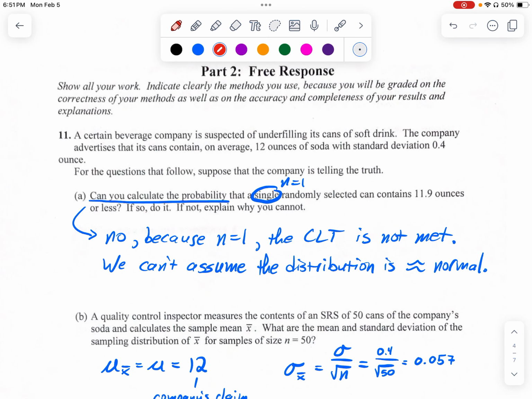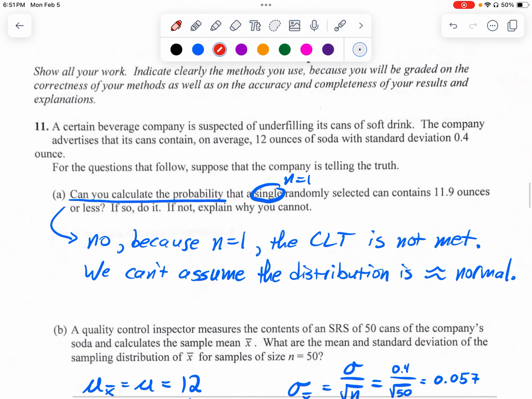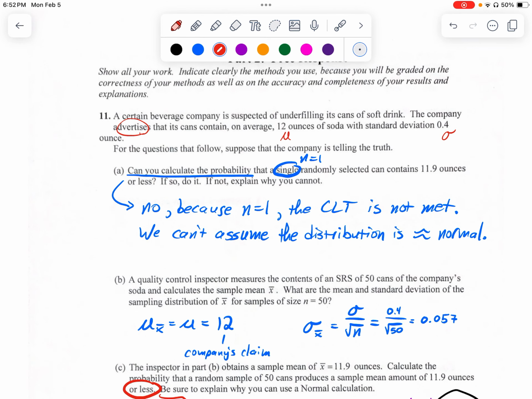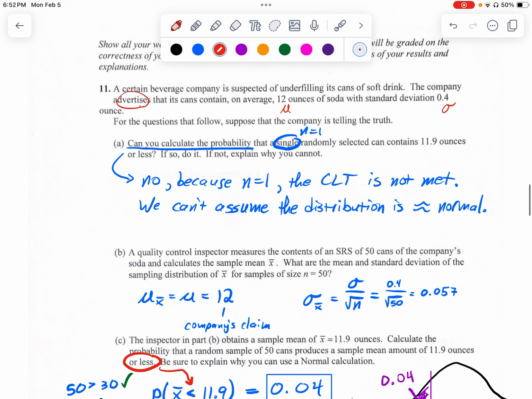Here, we're talking about beverage companies probably filling their cans of soft drinks like Pepsi or Coca-Cola. The company advertises that the cans contain an average of 12 ounces of soda. Whenever you see the word claim or advertises, they're saying this is mu and this is sigma, for the whole population. Suppose the company's telling the truth. Can you calculate the probability that a single can has 11.9 ounces? If so, do it. If not, why not?